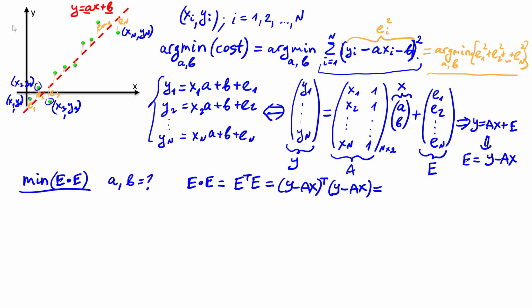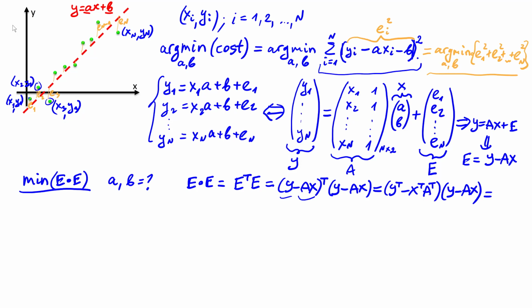Let's simplify it a little bit. What we know about transpose is that we can do transpose of each part here. But when you're doing transpose of multiplication, we need to switch sides of the matrices and do transpose of each one of them, which will make it the following way. So it will be y transpose minus x transpose a transpose, multiplied by y minus ax.